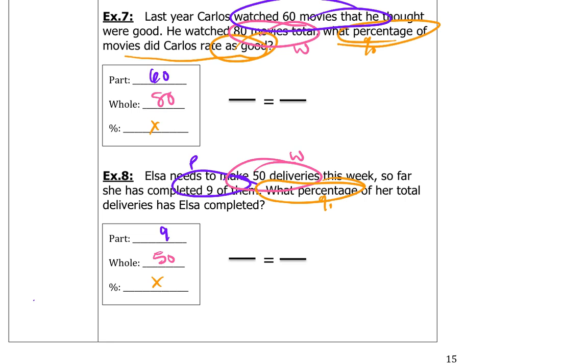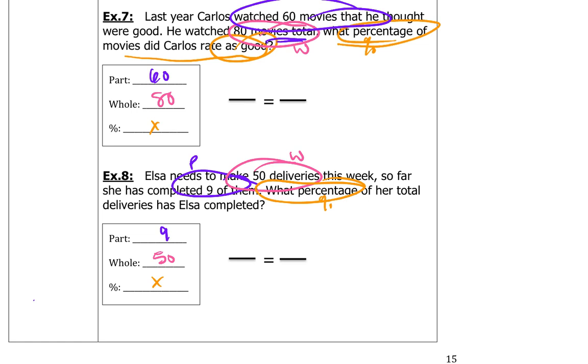Okay, when I get done labeling, I can see that the 60 movies that you thought were good is the part, because there's the good and the bad. It says total, 80 movies total right here. So that tells me that's my whole. That's another word for whole. And then they tell me I'm looking for the percentage. So in both of these problems, we are looking for the percentage.